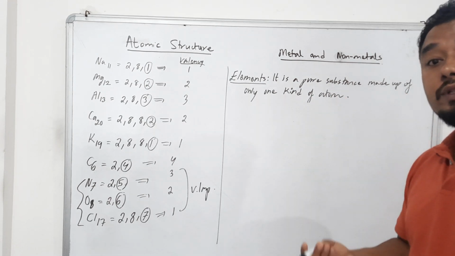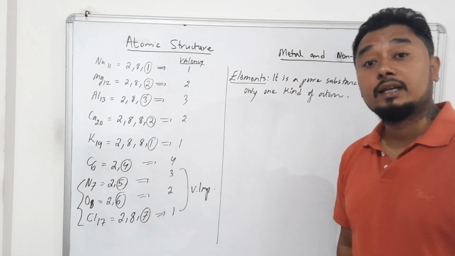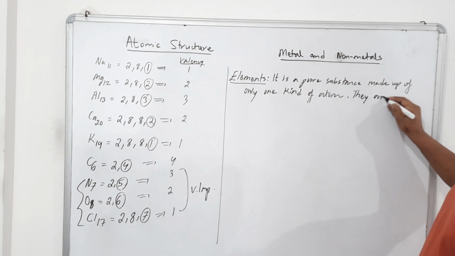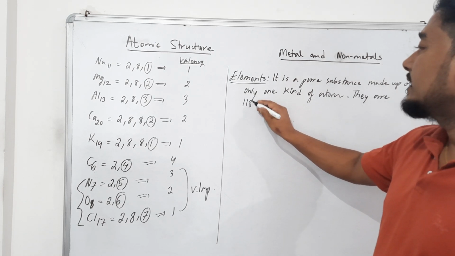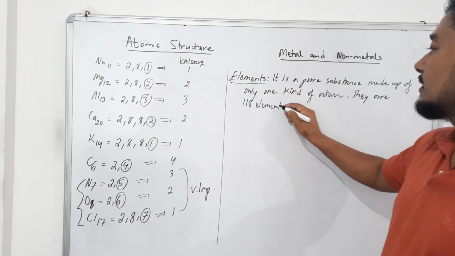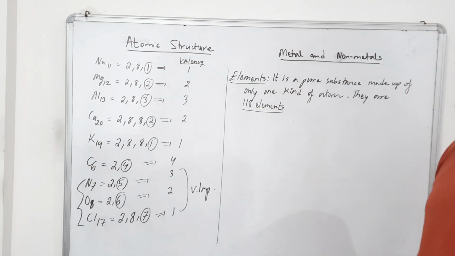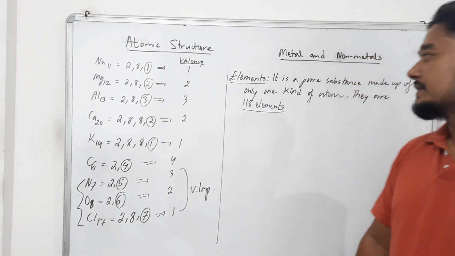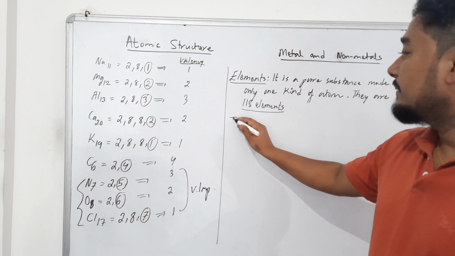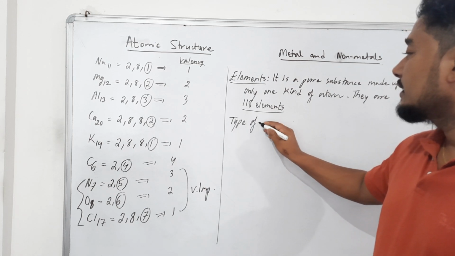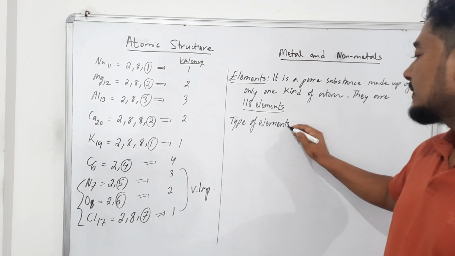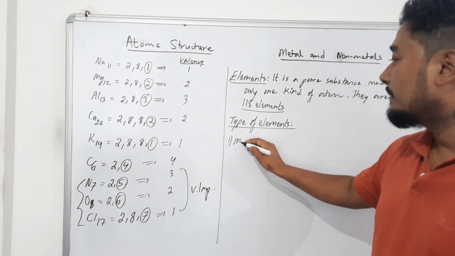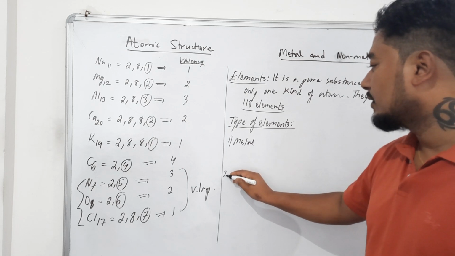So if a pure substance is made up of only one kind of atom, we call them elements, and there are 118 elements. You have to remember the total number of elements: 118 elements in total. Now these elements have been classified into 4 types. Elements have been classified into how many types? 4 types. One is called metal. One is called non-metal.